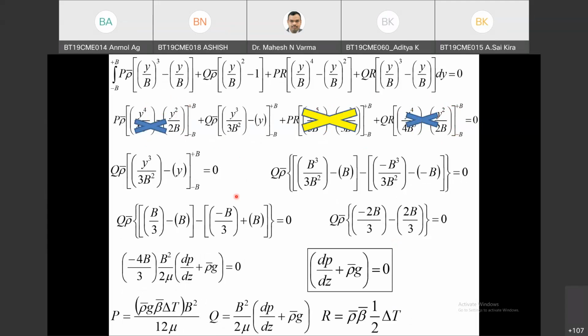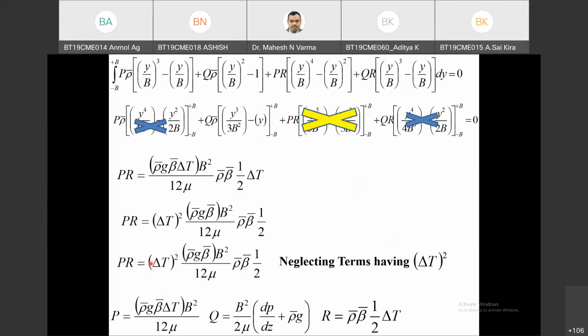Why is this neglected? This is PR. You can see this is PR. PR will be equal to delta t square, and this is a whole constant. Neglecting the terms having delta t square, considering delta t smaller, delta t square will be even smaller. Neglecting that delta t square, this will be equal to 0. So net mass flow rate.